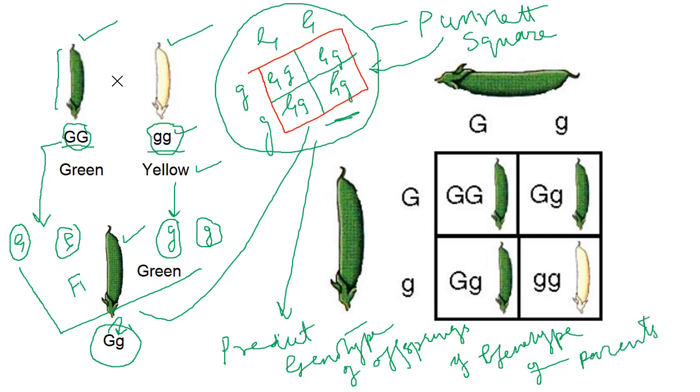So this chart is known as a Punnett square, and it is used to predict the genotype of offspring if the genotype of the parents is known. Now we have two parents here: a plant with green color pods with the genotype capital G, and another plant with yellow color pods with the genotype small g.